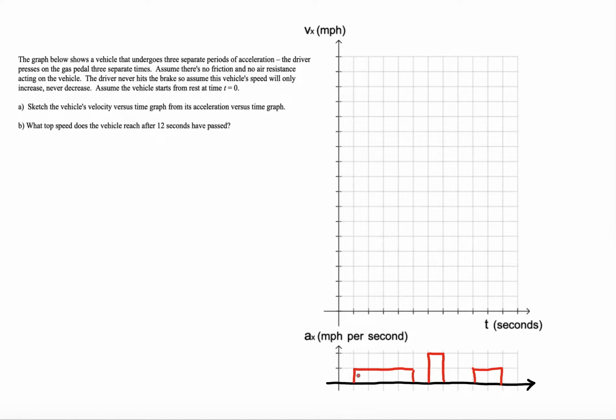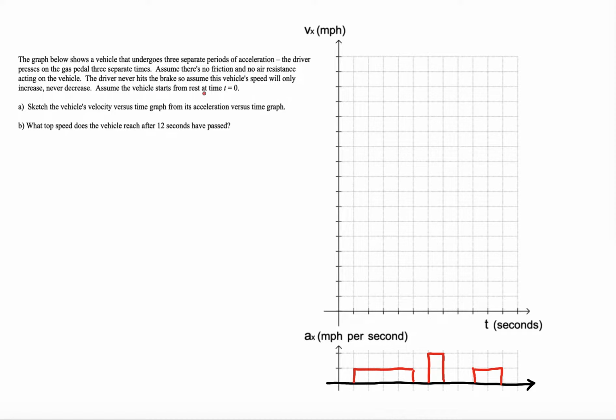Alright, so in this situation, it says there's a vehicle undergoing 3 separate periods of acceleration where the driver presses on the gas pedal 3 separate times. Assume no friction and no air resistance, and the driver never hits the brake, so this vehicle's speed will only increase, never decrease.